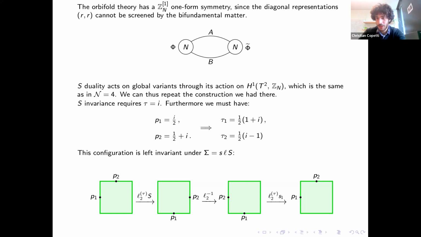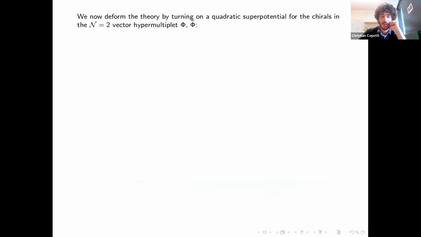So we have the sigma transformation, which is just the same thing as the S duality we used in N=4. We can gauge the one-form symmetry in this space and use sigma, and this is a non-invertible symmetry of the orbifold theory. Same thing that we did in the first part.